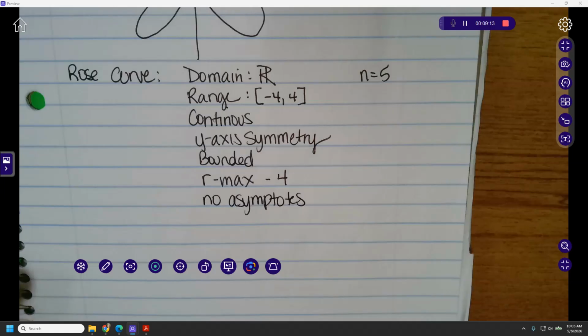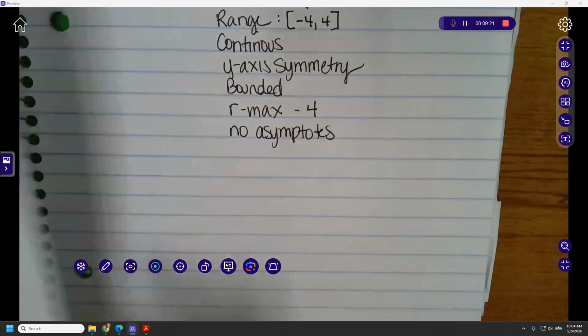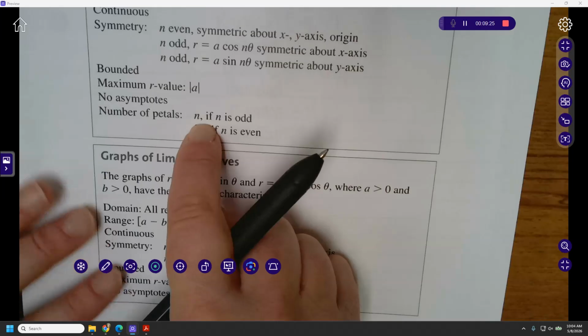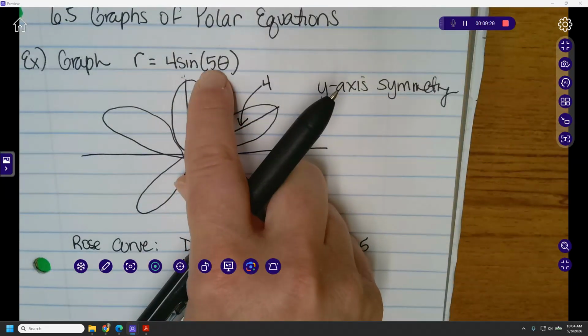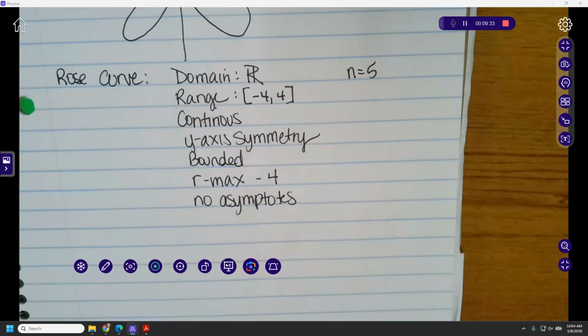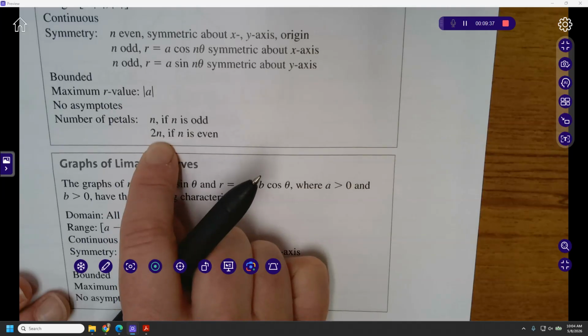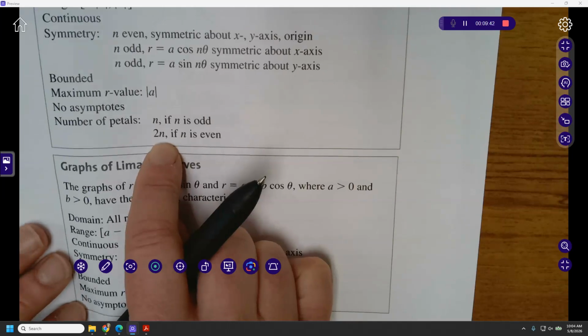And how many petals does it have? 5. But there's a code for this too. If n is odd, it's the same number. Did you see the number 5 was in the equation? So when that's an odd number, it's the same. So 5 here, 5 petals. What does it say when n is even? It's double. So when n's even, it's going to be a double function.